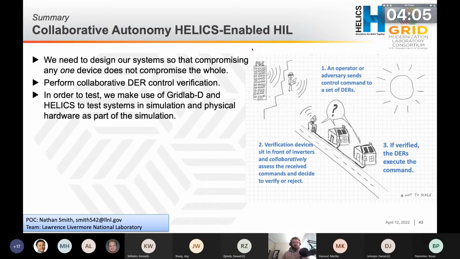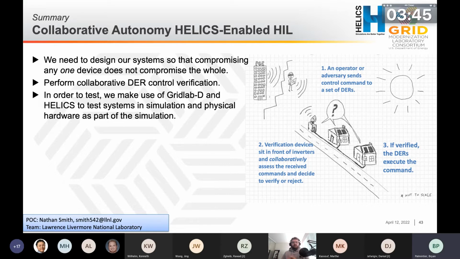Neither one will know that this object or agent is in the way, and then we make use of collaborative autonomy to have multiples of these agents collaborate with one another to understand what is normal and what actually discerns an adversary from a proper benign command that's supposed to be operated on.